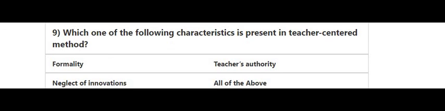Which one of the following characteristics is present in teacher-centered method? Formality, teacher's authority, neglect of innovation, all of the above. The correct answer is all of the above.